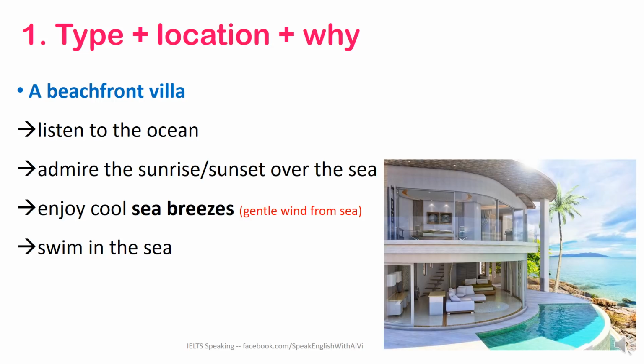Speaking of types of houses, there's a wide range for you to choose from, and I will introduce to you several types, so you can choose the most suitable or the one that you like most to describe. First, let's take a look at some advantages of living in a beachfront villa. A villa, by definition, is a big house, usually in the countryside or near the beach. When you live in a beachfront villa, a good thing is you can enjoy cool sea breezes. Sea breezes.